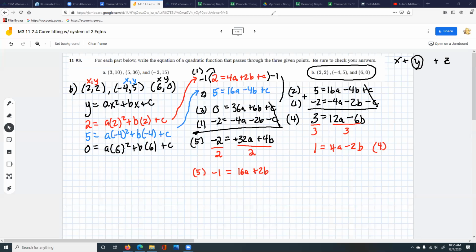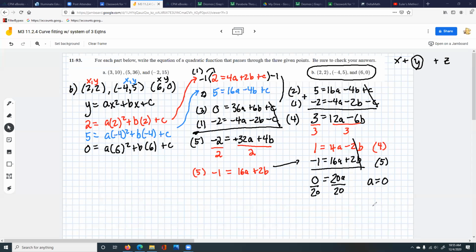I'm actually going to put number 5 right here. I'm going to put 5 right below this one. Negative 1 equals 16a plus 2b. Okay, the 2b's cancel out. 4a plus 16a is 20a equals 0. Is that supposed to be, oh yeah, that is correct. Remember this problem now. Whoa, I got a equals 0.